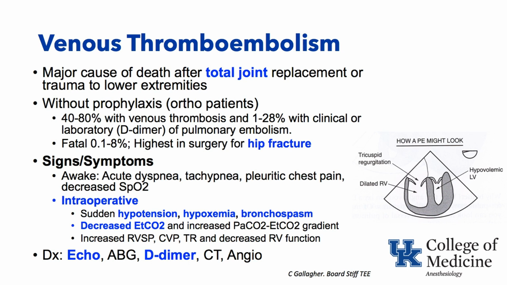Signs and symptoms of venous thromboembolism: if the patient's awake, they can be dyspneic and breathing fast and have that classic pleuritic chest pain and a drop in SpO2. But if it's in the operating room in a patient under general anesthesia, sudden decrease in blood pressure, sudden drop in your SpO2 and bronchospasm.